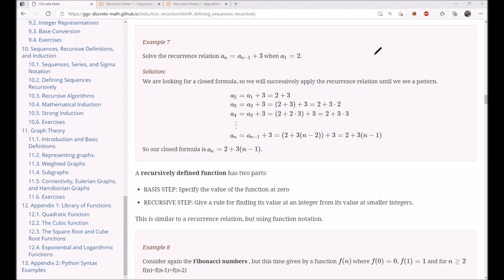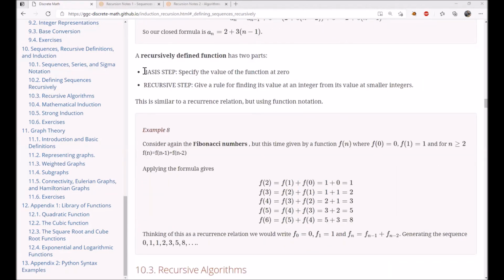Now, in general, when we're talking about recursively defined functions, they have two parts. They have something called the basis step, which gives you the value of the function at 0 or 1. Sometimes we'll start at 1. And then we have what's called the recursive step, which is the general rule. And we've seen that in those previous sequence examples.